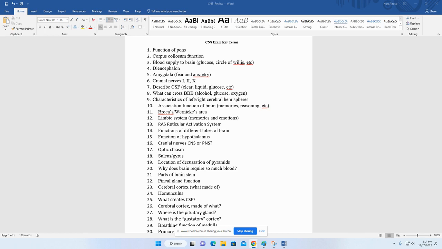Characteristics of left and right hemispheres. Remember, the left is good for spoken and written language, logic, scientific reasoning, math skills, where the right side of the brain is more musical awareness, recognizing faces, artistic awareness. Those are the 2 left and right cerebral hemispheres. 10, association function of the brain.